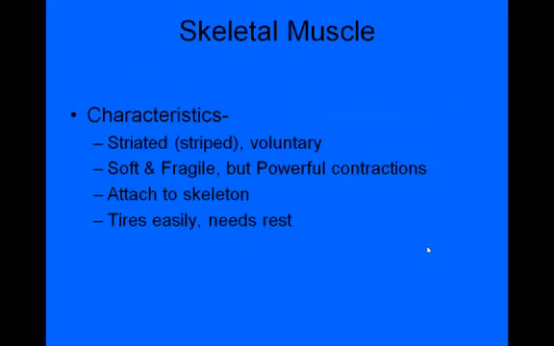Alright, so for skeletal muscle, some of the characteristics, it is striated, which means stripes or striped. It's also voluntary, which means that you have to actively think about it for it to move. It's soft, fragile, but has powerful contractions. It's attached to the skeleton, and it tires easily, so you need to rest it.